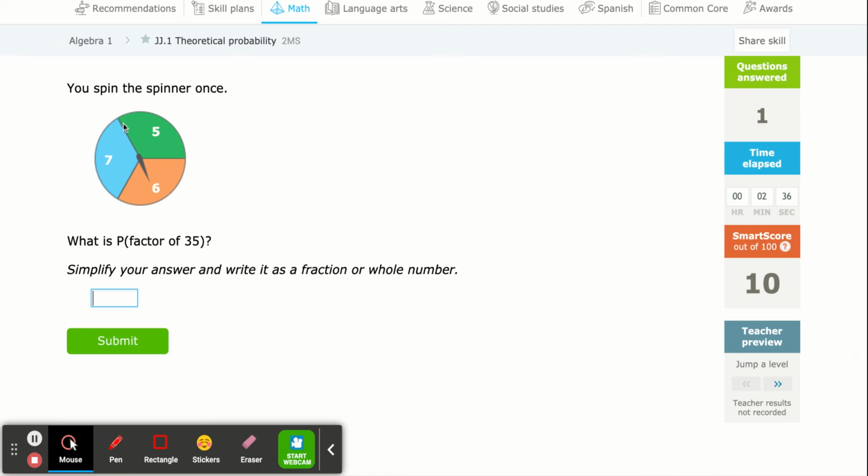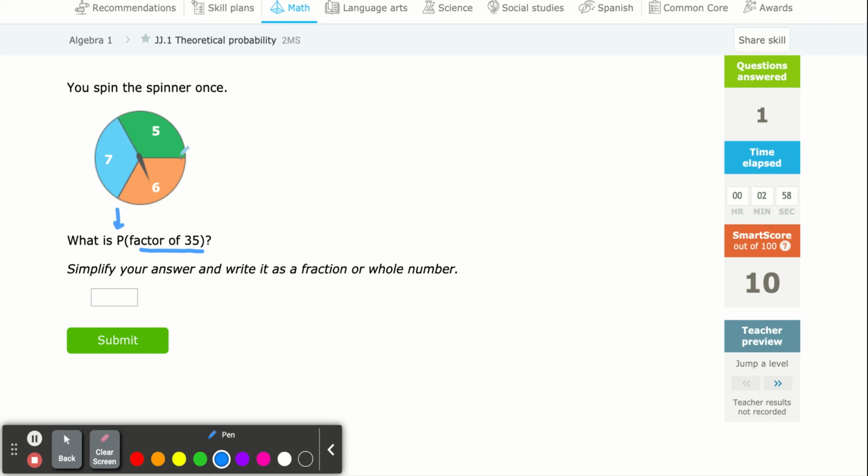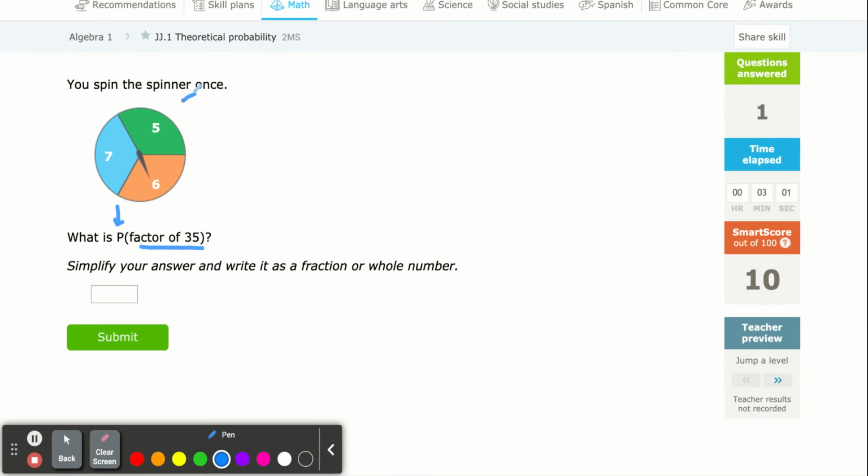Again, a spinner, if you'll notice, the areas of each pie section is the same. So again, theoretically, we're going to assume it's just as likely to land on a 5 as it is a 7 or as it is a 6. So then when we read the problem and it says, what is the probability that we get a factor of 35? Well, all we need to know is which one of these numbers are factors of 35. Well, I know 5 goes into 35, 7 goes into 35 because 5 times 7 is 35, but 35 is not divisible by 6 evenly. So 6 is not a factor.